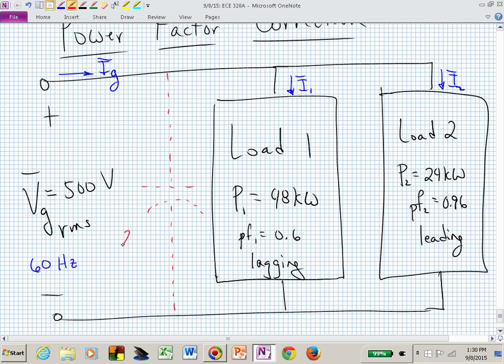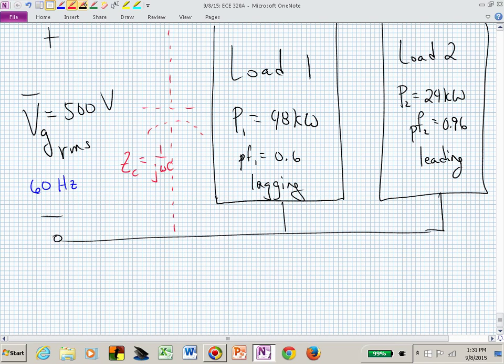If this is a capacitor, what is its impedance, Z sub C? If we just lumped it all into one capacitor, what's the formula for the impedance of a capacitor? 1 over J omega C. We want to now try to find C in order maybe to make those three pieces, load 1, load 2, and that capacitor, appear purely resistive. Obviously, they are not resistive at the present condition without that capacitor. Is that true? Let's see if we can.